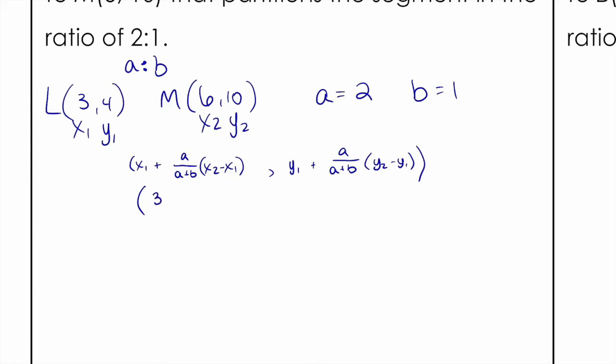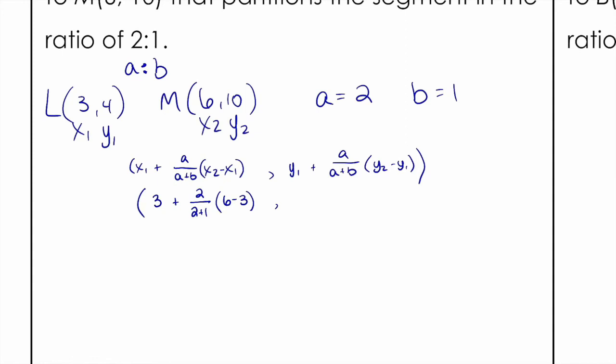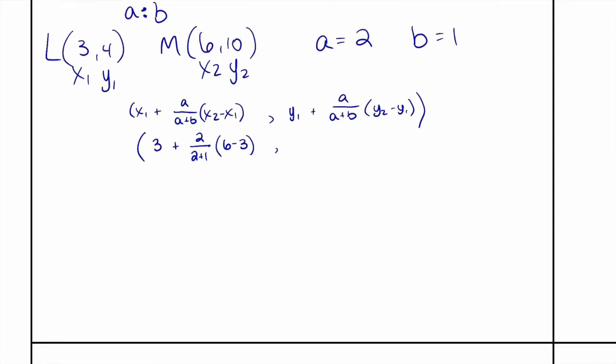So x1 is 3 plus 2 divided by 2 plus 1 multiplied by 6 minus 3. Is that right? X1 is 3, A is 2, B is 1, X2 is 6. We don't multiply by the 3, because that first parenthesis is just the point itself. Then we get y1, which is 4, plus the same ratio, 2 over 2 plus 1, and then 10 minus 4, and we close that parenthesis off. So it's imperative we follow PEMDAS.